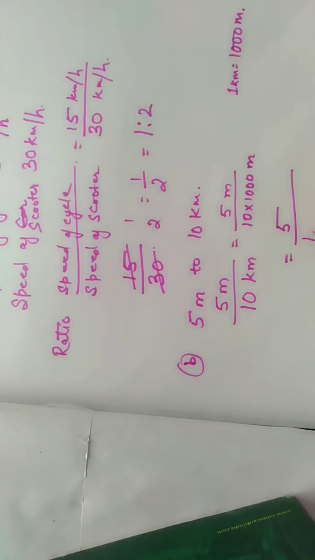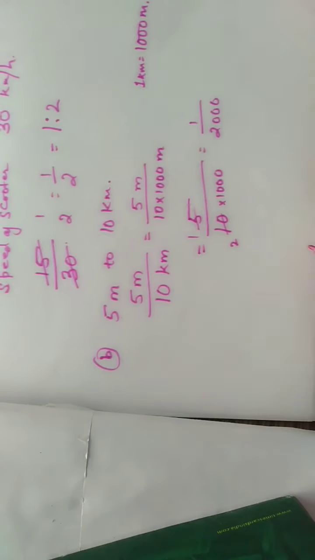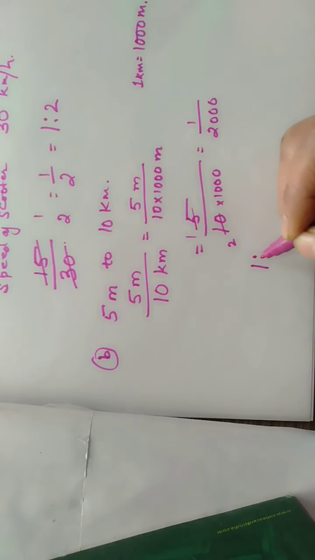5 upon 10 into 1000: 5 ones are 5, 5 twos are 10, so it is 1 upon 2000. So the ratio is 1 is to 2000. So wherever the unit is not given the same, there you have to convert into the same unit.